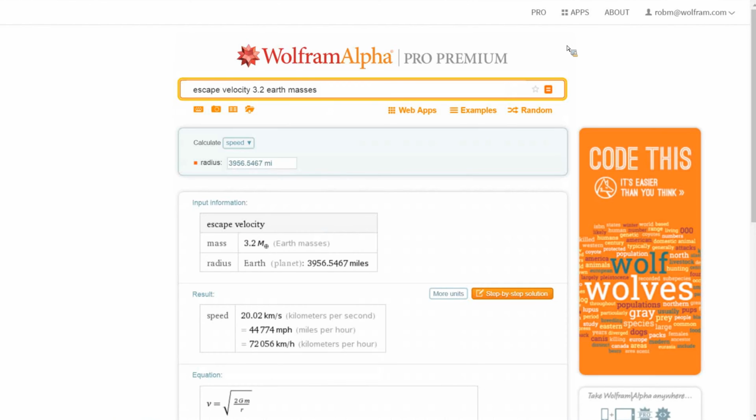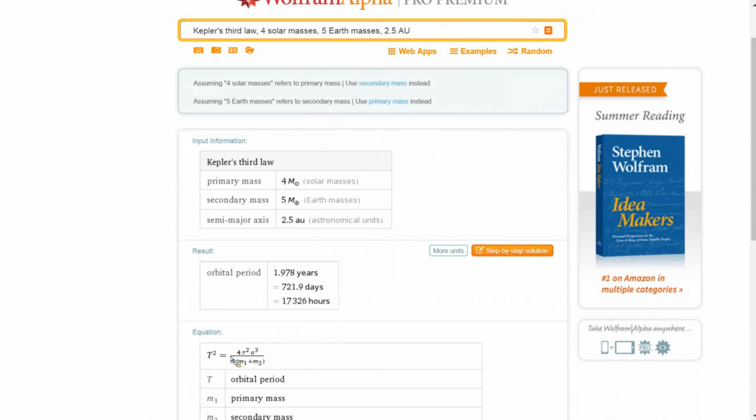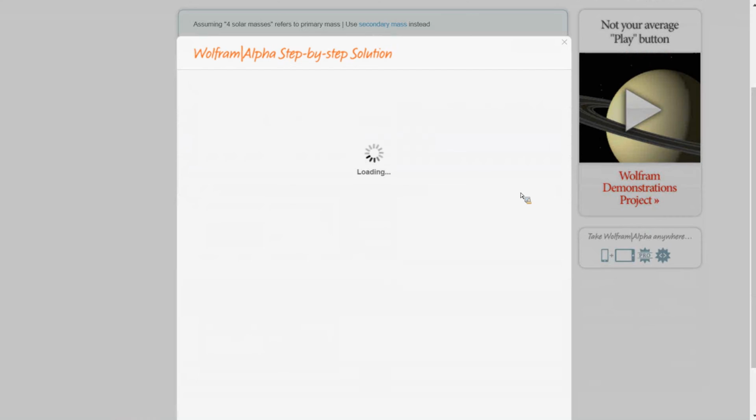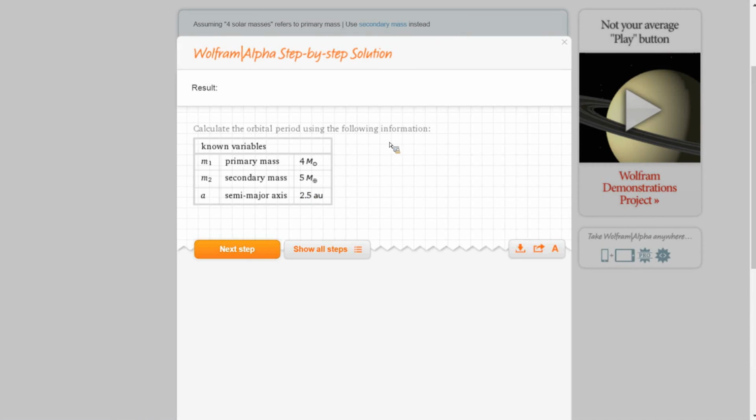So for many, many types of physics problems, there are built-in step-by-step solutions. These are just a few. This is finding the orbital period using Kepler's third law. And I want to point out the syntax for this query. I just said Kepler's third law with 4 solar masses, 5 Earth masses, and it figures out based on these laws what the different inputs should be, and it'll walk you through. So again, it'll just give you all the steps to the problem.